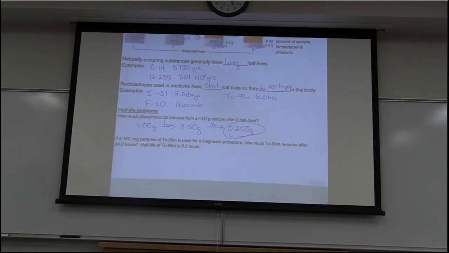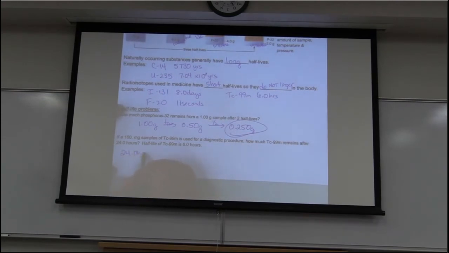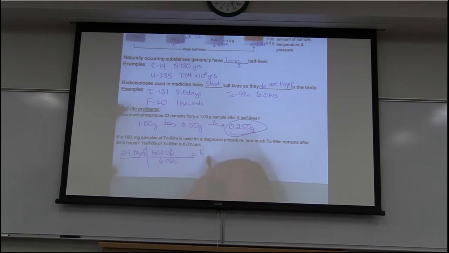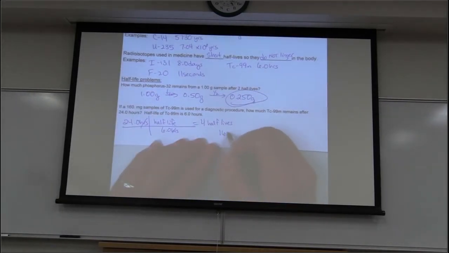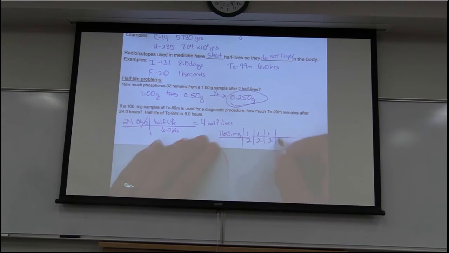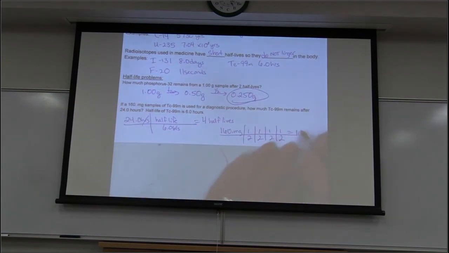All right, the next one. What do you have to do first in the next one? What do you have to figure out first? How many half-lives there are. And so it's 24 hours. 1 half-life is 6 hours. So that is 4 half-lives. So once you know how many half-lives there are, you can simply do the same thing we did earlier, or you can set it up 1 half, 1 half, 1 half, 1 half, and do the math, and you see it's 10 milligrams.